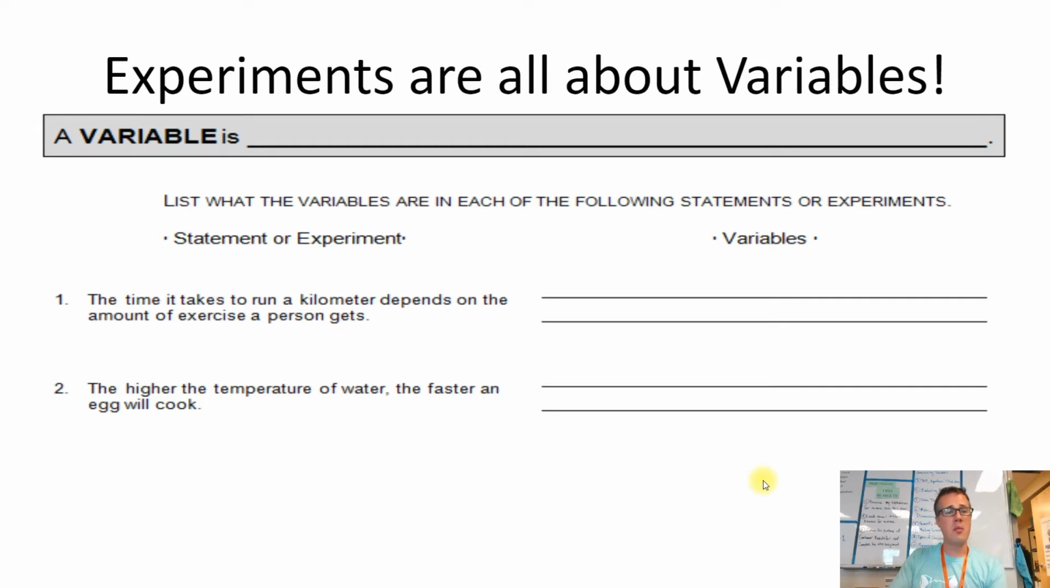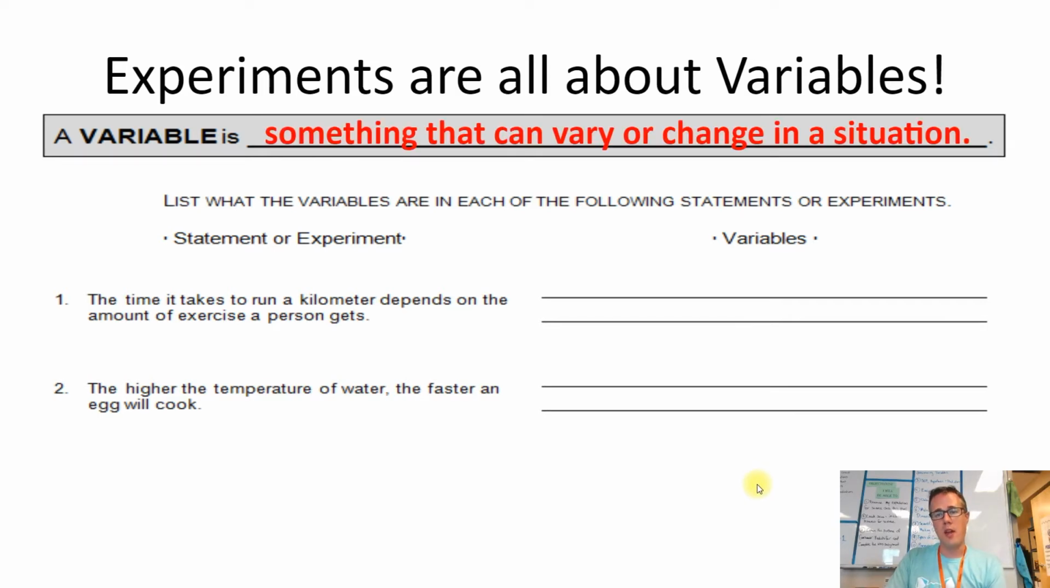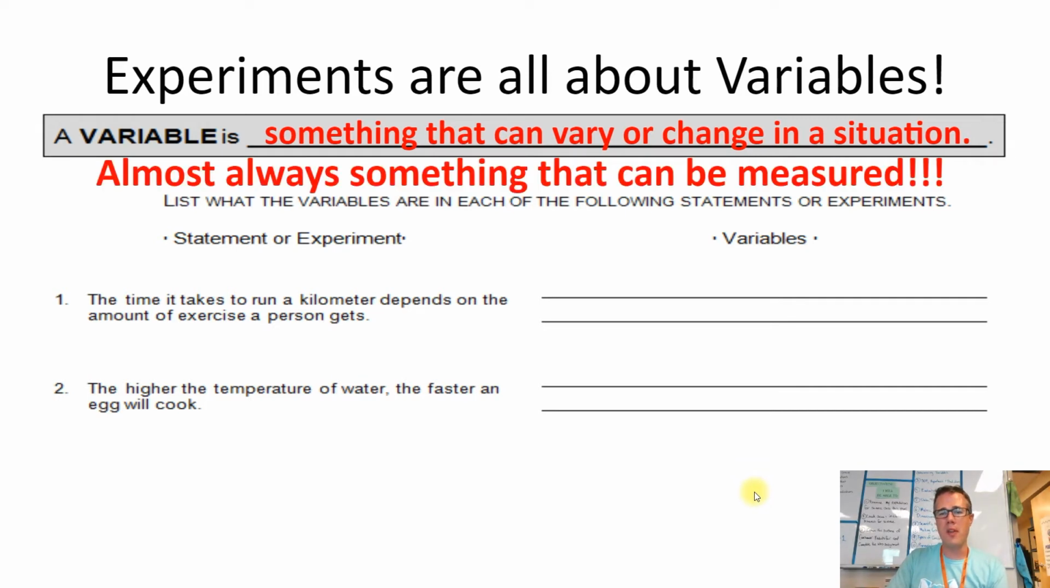So let's talk about what a variable is in the first place, and then we'll talk about what the three different kinds of variables are. A variable is something that you can change or will vary. That's pretty broad. We're talking about anything in an experiment that could change, which is almost everything in an experiment. It's almost always something that can be measured. We're going to come back to that idea in just a little bit, but that's what a variable is. It's a lot of things, and that's one of the reasons why scientists need to define them, so that we know which ones are which.